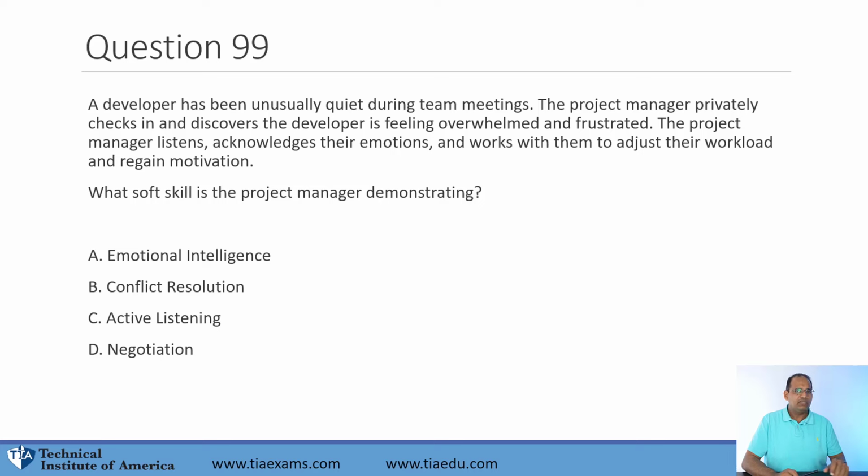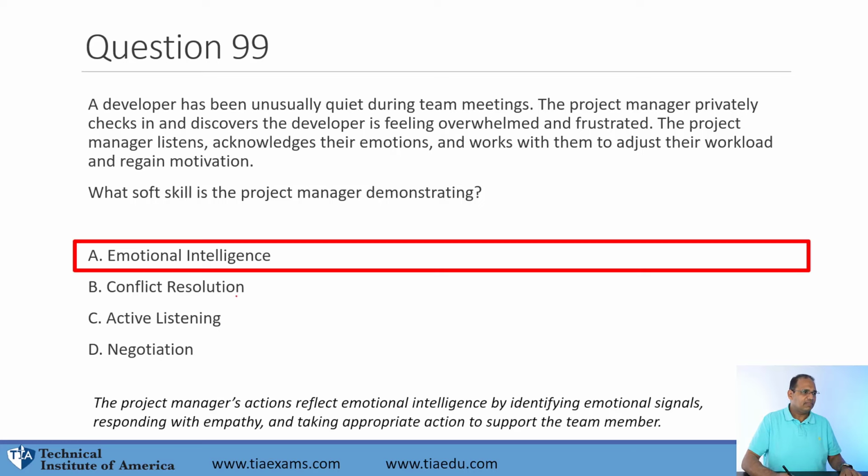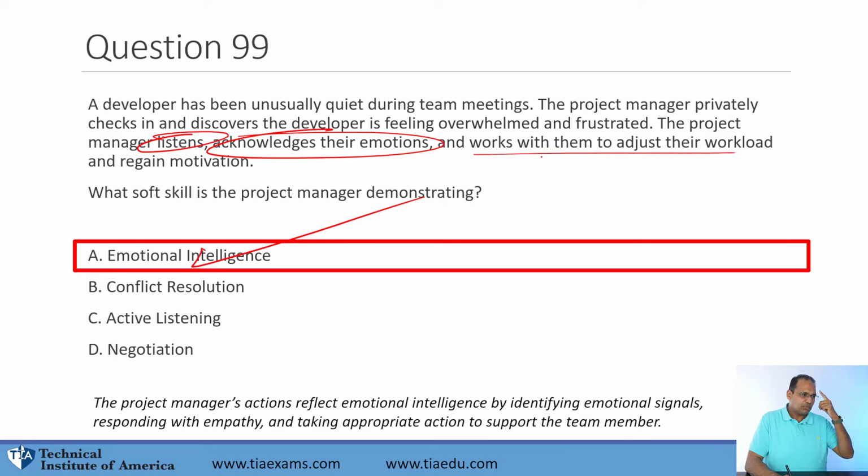Best answer here is emotional intelligence, because they weren't just listening, but they were managing their emotions on what they heard, and then worked with them to regain motivation. So this one here acknowledges their emotions. It's emotional intelligence, not active listening. There's no conflict. There's not like people are fighting here, and they're not coming up with some kind of output where they're doing give and take here, which would be D.